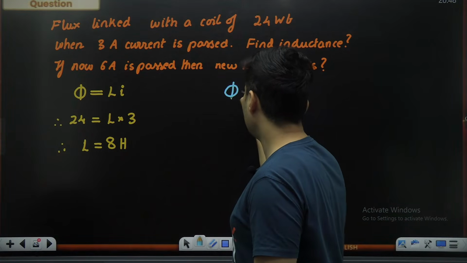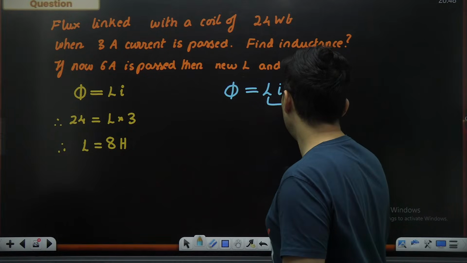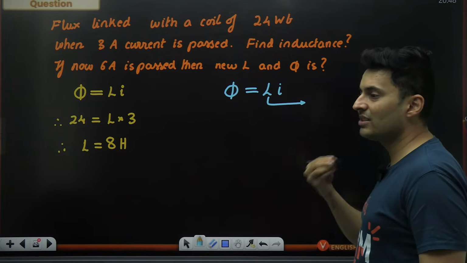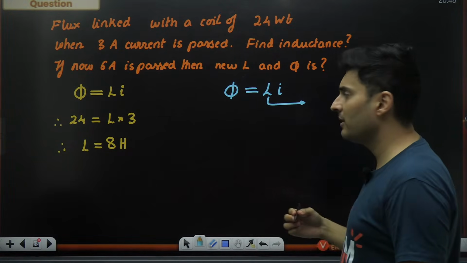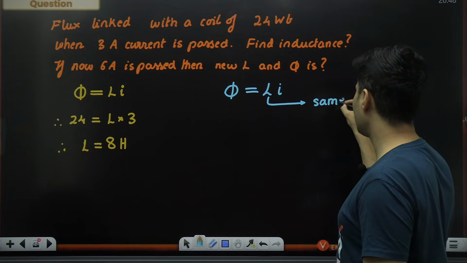Well, flux is nothing but L multiplied by I. This L will not change. It only depends on the geometry, the shape, the material, everything else. So it will not change. It will be the same.